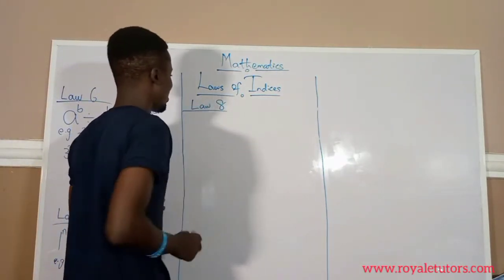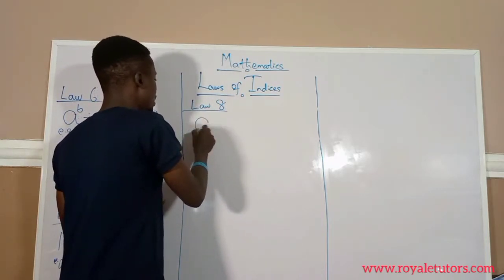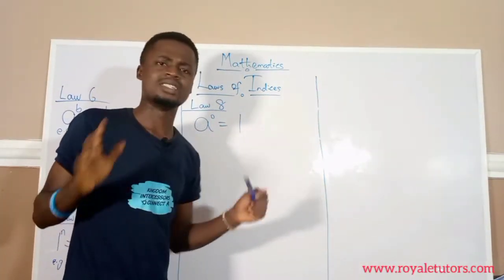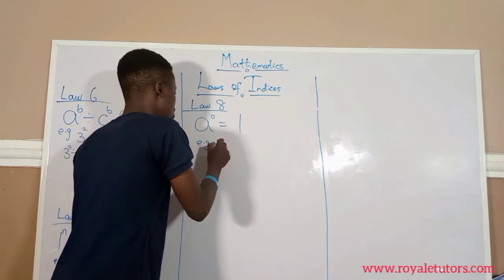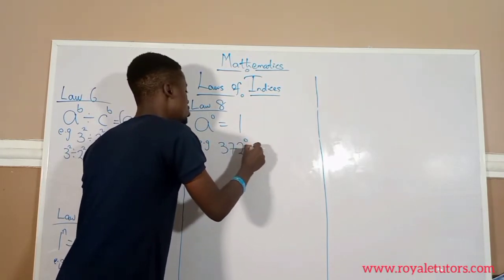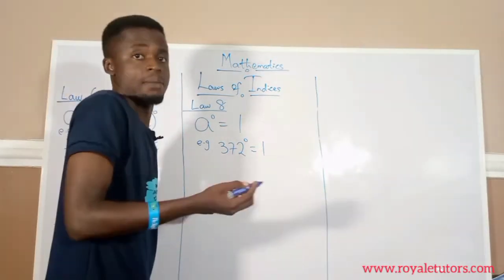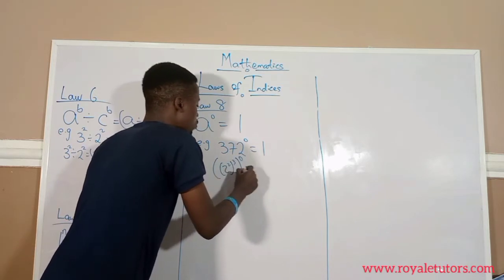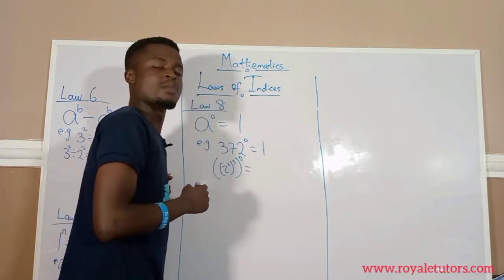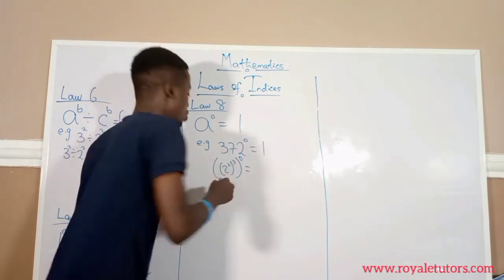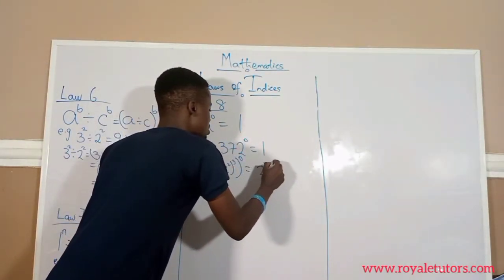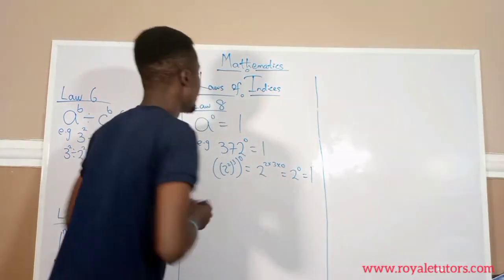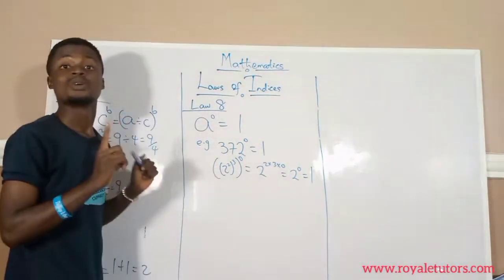Law 8 says that any number raised to power 0 is 1. For example, 372 raised to power 0 is 1. I may give you a question like, what is 2 raised to power 2, raised to power 3, or raised to power 0? Don't forget one of the rules of indices that we did, the last one, I think rule 4. Law 4 says that this can be written as 2 raised to power 2 times 3 times 0, which is the same thing as 2 raised to power 0, which is 1. Okay, so anything raised to power 0 is 1.